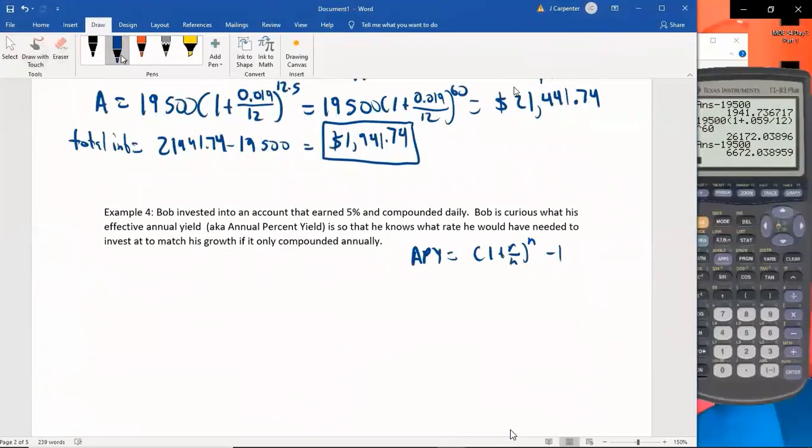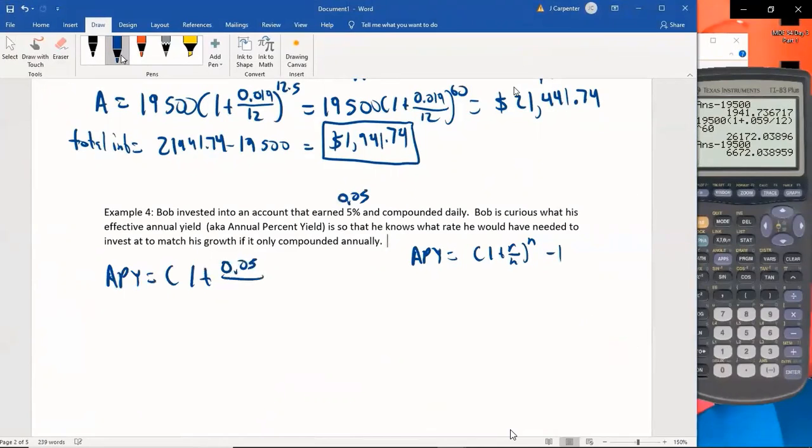So again, Bob's goal here is to say, I know I put my money into a 5% account that compounded daily, but what if someone else is offering accounts that only compound once per year instead of 365 times in a year? He wants to know what rate he would need in that account to match his growth. Because if he gets a 5% compounding annually, he won't match his growth. He won't get as much money. It's going to need to be a little more. So what's the effective rate? All right. Well, that's parentheses 1 plus, that's 0.05.